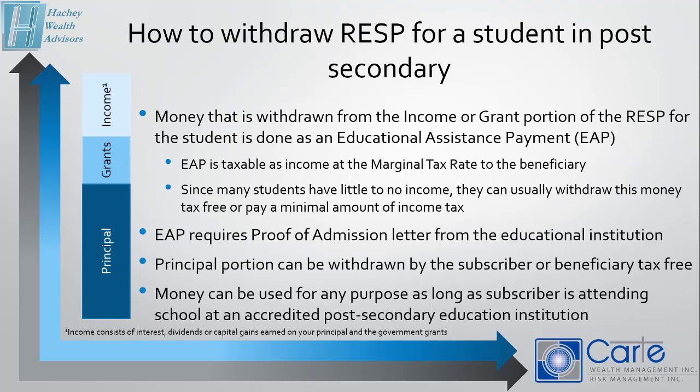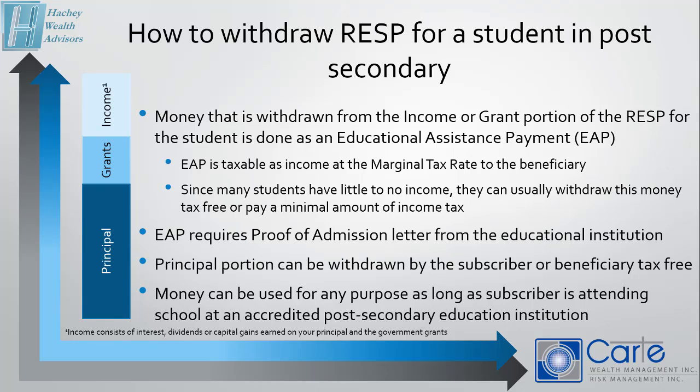When income or grant money from the RESP is withdrawn for your child while attending post-secondary education, it is called an Education Assistance Payment, or EAP for short. The EAP is taxed at your child's marginal tax rate.